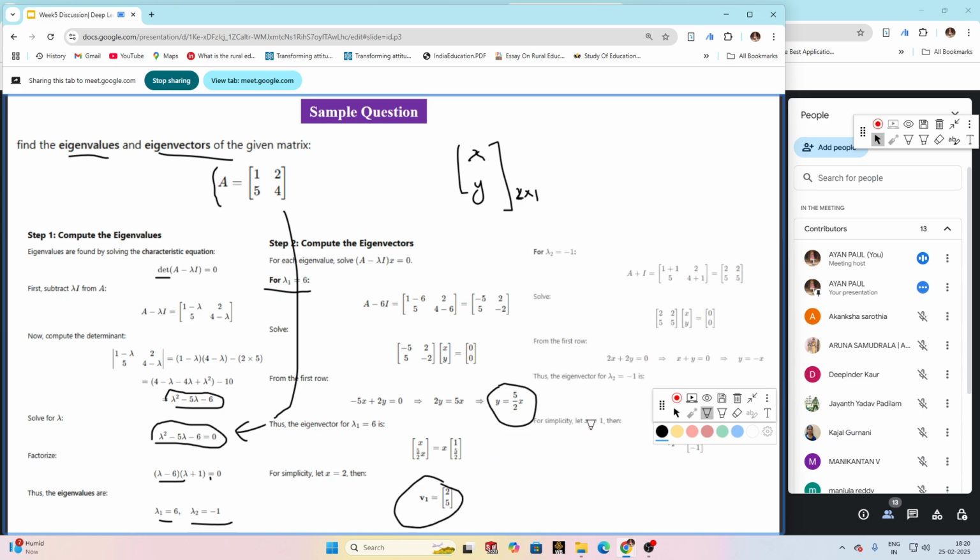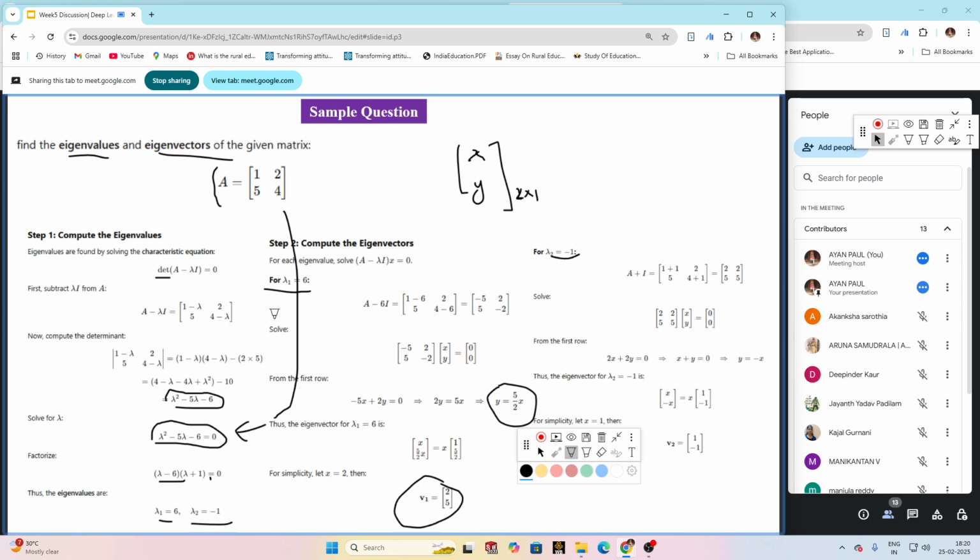Now what is the second eigenvector? Whenever we put lambda equals minus 1, we arrive at this equation, that is y equals minus x. So either you can put x equals 1 or x equals minus 1. Here I have put x equals 1, so y will be equal to minus 1. So this is your second eigenvector. So we have two eigenvalues and two eigenvectors. So our question is done.